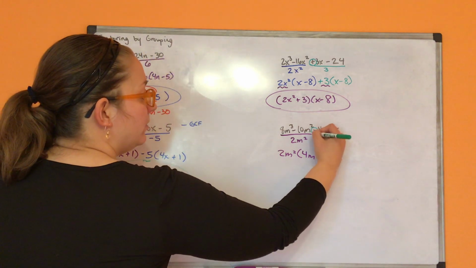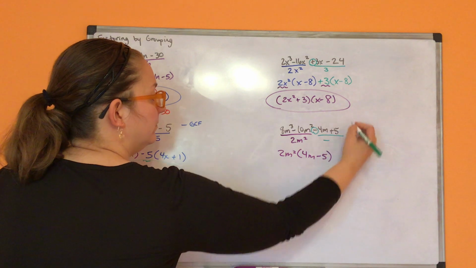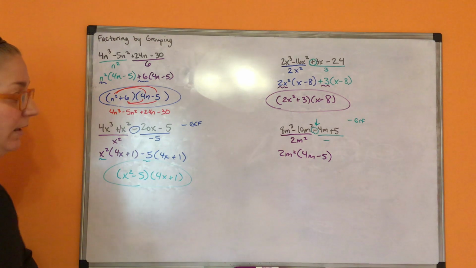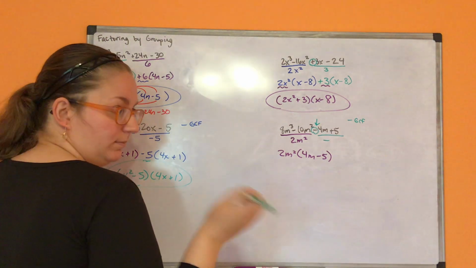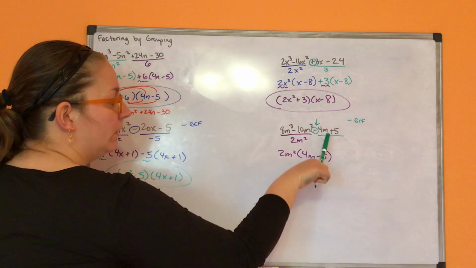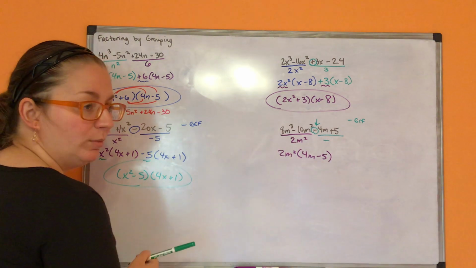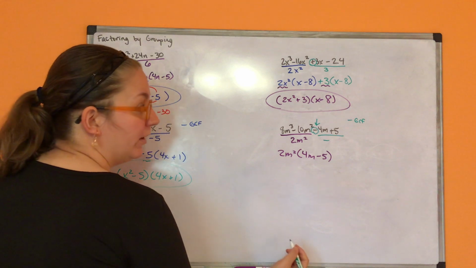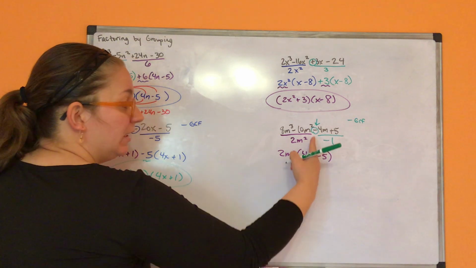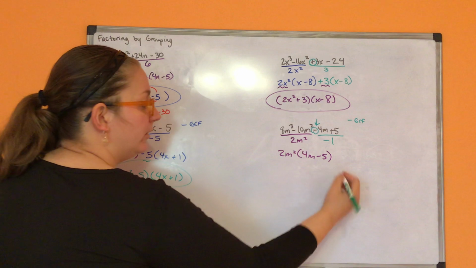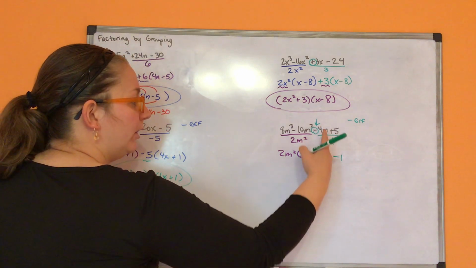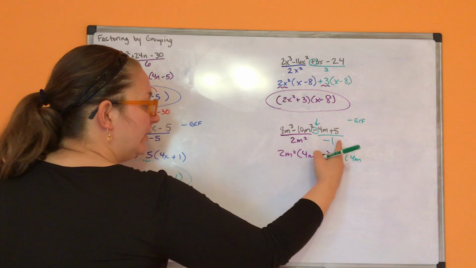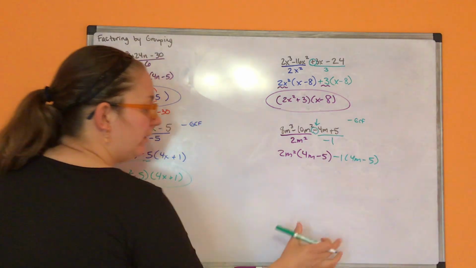We need a negative GCF here. And again, we know we need a negative GCF because we have a negative in front of the second half. Now, sometimes people get thrown off here. What's the biggest number I can divide both 4 and 5 by? The only number I can divide both 4 and 5 by is 1. But since I need a negative GCF, I need it to be a negative 1. Negative 4m divided by negative 1 is positive 4m. 5 divided by negative 1 is negative 5.